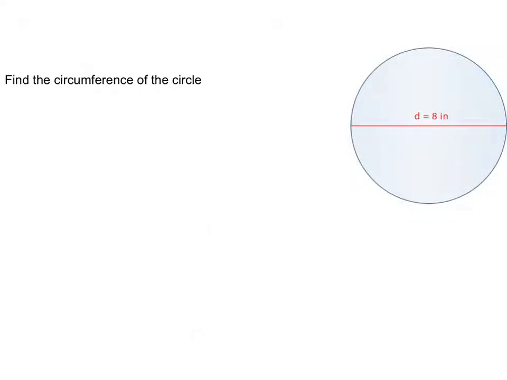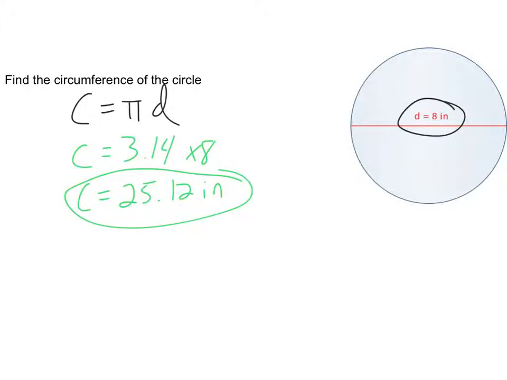Just a review of circumference of circles. Go ahead and pause the video and find the circumference of a circle that has a diameter of 8 inches, and then hit play and see how you did. For this example, you should have gotten that the circumference is 25.12 inches.